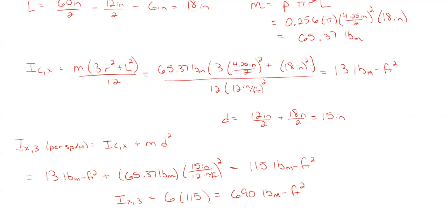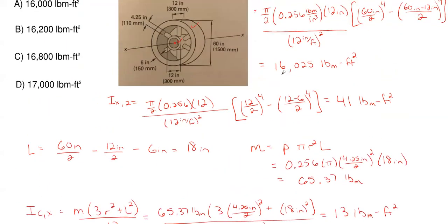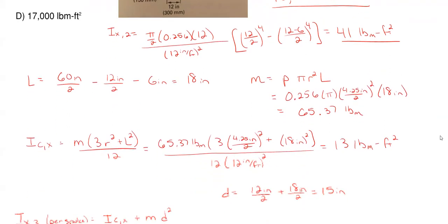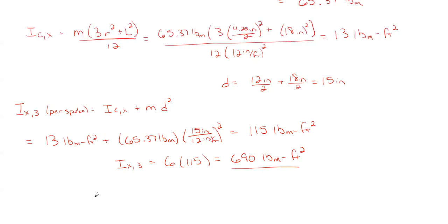So my overall total value for my answer would be the 16,025 added with 41, and then added together with 690. So my total rotational mass moment of inertia for this entire flywheel would be my first IX1, which would be 16,025, plus my second one, which is 41, plus the one I just found, which was 690. And that gives me a total of 16,756. And my units would be pound mass feet squared.